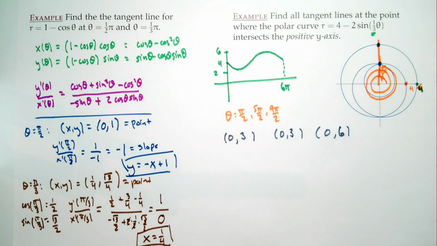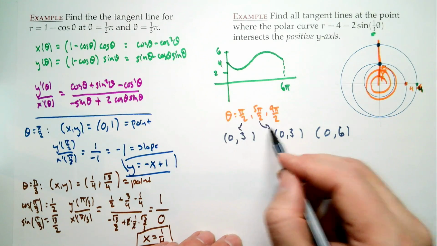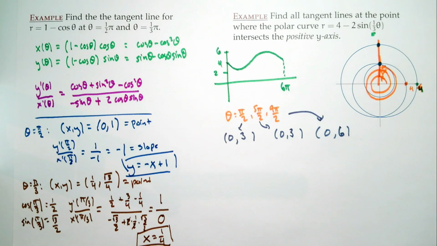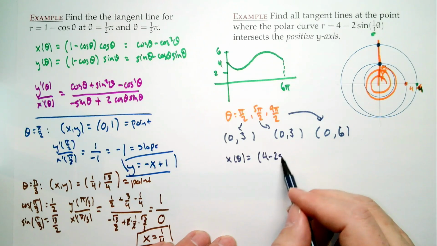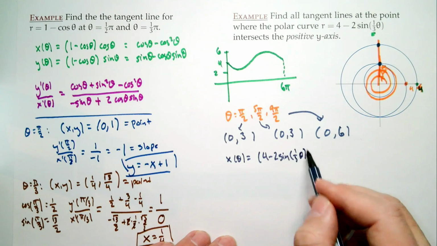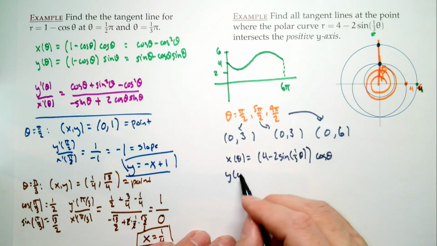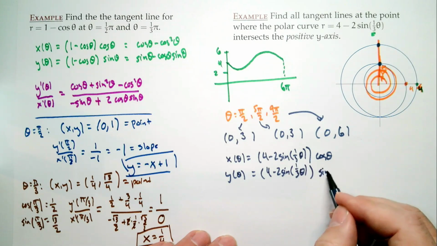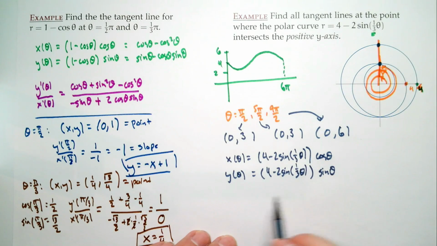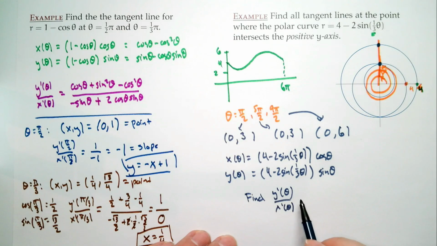What's the other thing you have to do? Well, the other thing you have to do is you set up your equations. You have your x of theta. That's your 4 minus 2 sine of 1/3 theta times cosine theta. Your y of theta, which is 4 minus 2 sine of 1/3 theta times sine of theta. R cosine, R sine. Find your y prime of theta over x prime of theta, whatever that turns out to be. Evaluate, and then give the line.